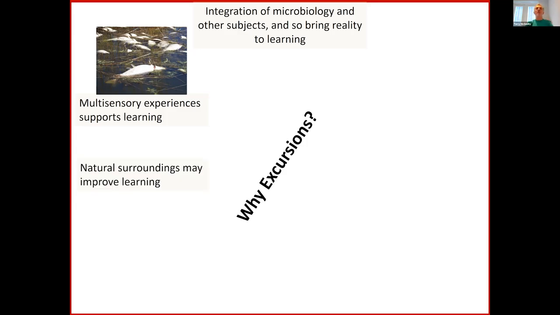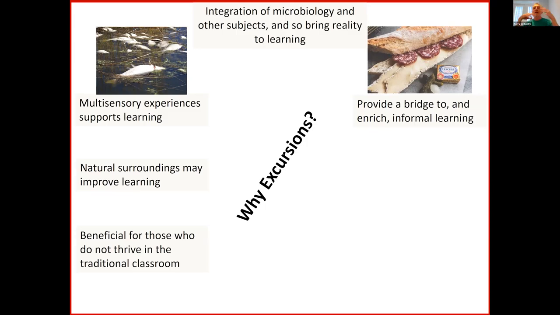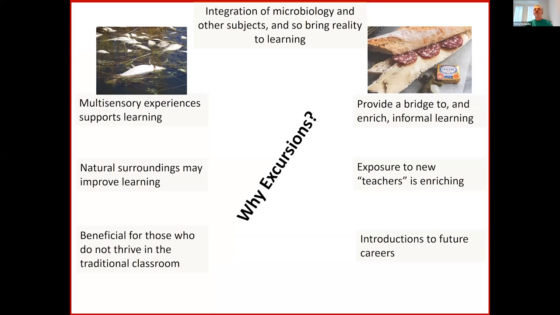So you get the whole picture if you go out and see things in reality. And there's very good evidence that being in natural surroundings improves learning. And in particular, it's beneficial for those who do not thrive in the traditional classroom. And then this type of learning provides a bridge to and enriches so-called informal learning. So, example, informal learning is where you learn from watching the TV or going to the shop. So, for example, if you've been to a cheese manufacturer's and you go out for lunch with your family, you can start to tell them about how the brie in the sandwich was made and the microbiological processes involved, and sharing that with friends and family. Excursions are also good because you get exposed to new teachers, so it's enriching in that way. As I said before, it's an introduction to potential future careers, and ultimately educational fun activities for children and importantly for teachers, part of their development too.